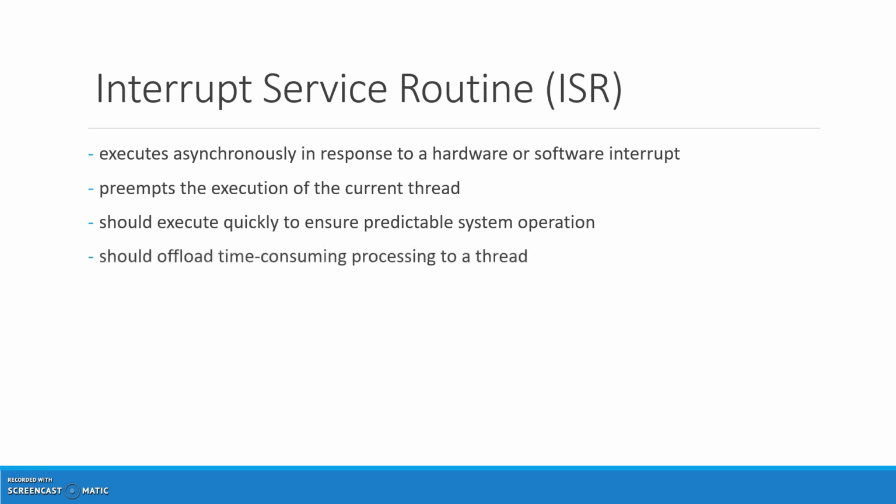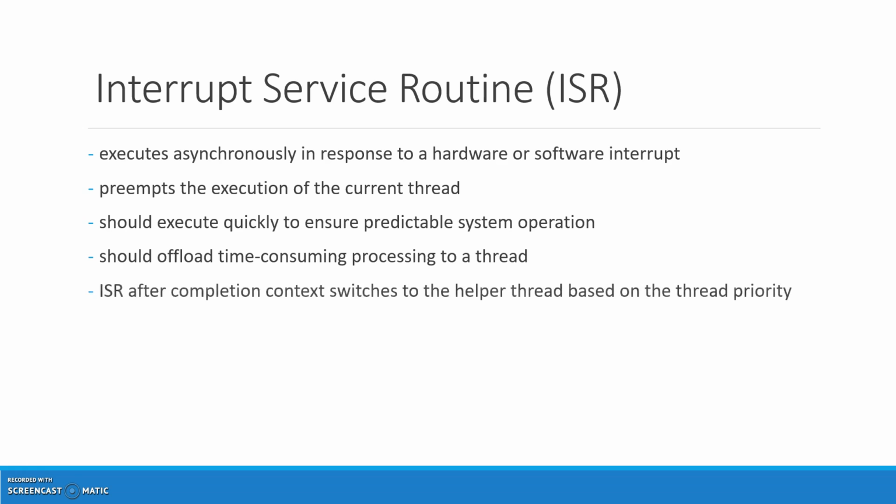If at all it has some work to be performed by the ISR and it is time consuming, it can delegate or offload its work to a helper thread. So what it does is, once the ISR is complete, it is going to context switch to this helper thread based on its priority. If the helper thread has a lower priority than other threads in the system, then those threads get executed and then the control comes to the helper thread.